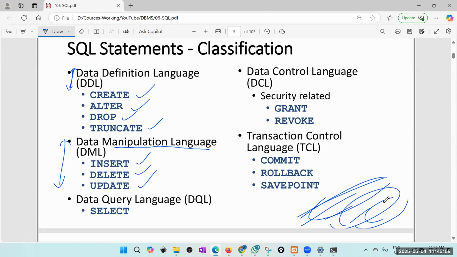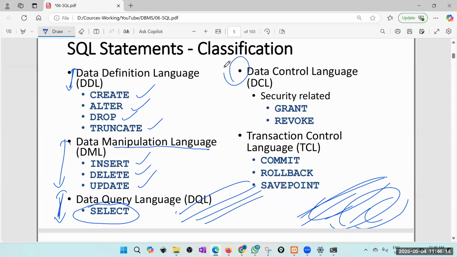So the third category is data query language or DQL. And this is the most widely used type of SQL statement in programming. That is select. That is, you retrieve data based on some conditions and so on. So the fourth category is data control language, which we look at in your next topic, that is security. It's all about security related things, right? Authentication, authorization, grant, revoke, and so on.